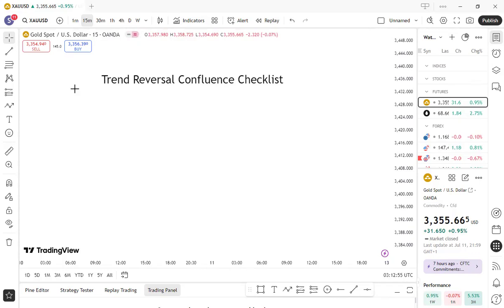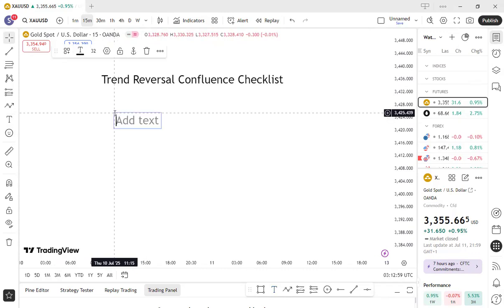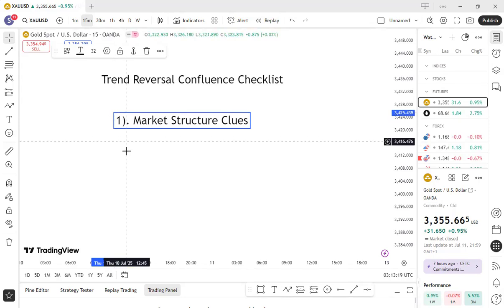So the first confluence you have to be looking out for is your market structure clues. So you should be looking out for your market structure clues.